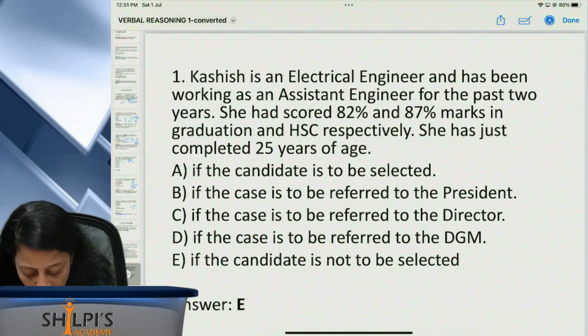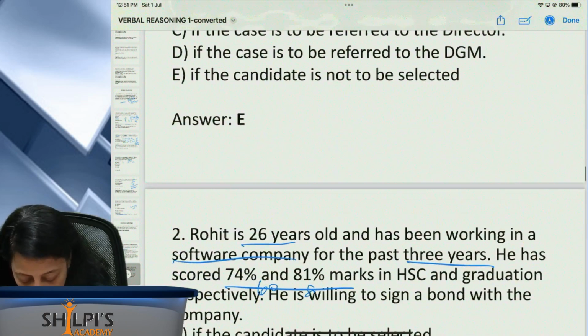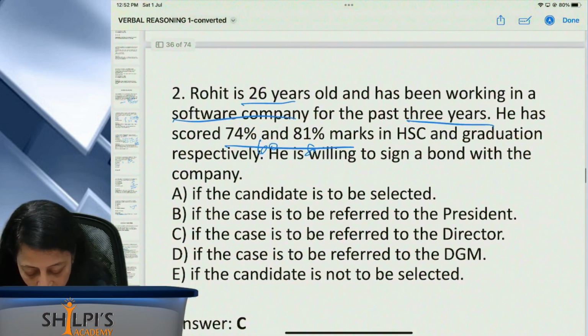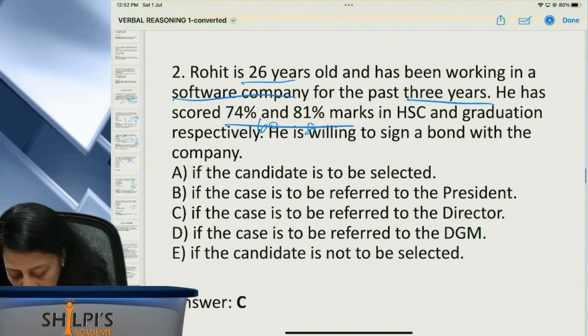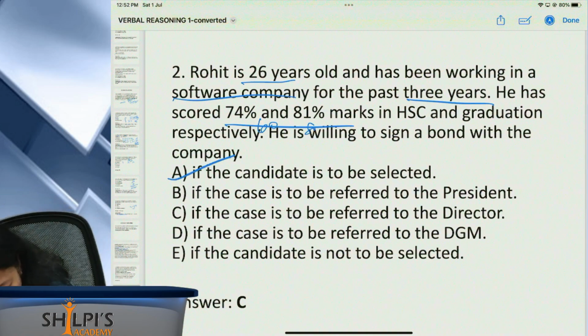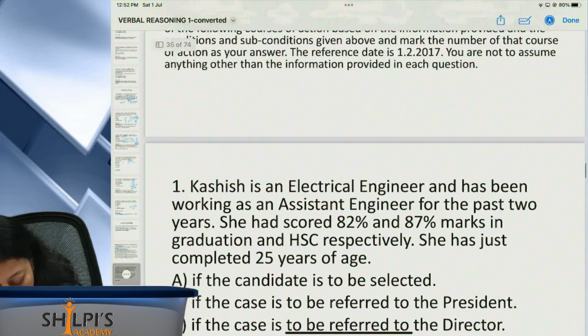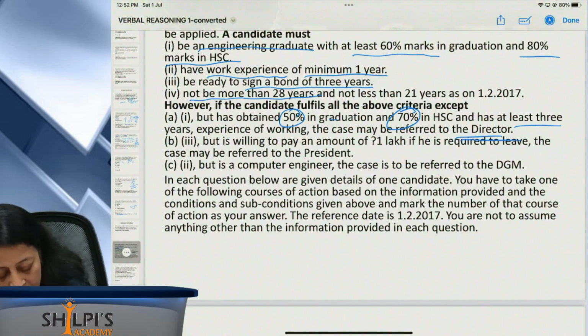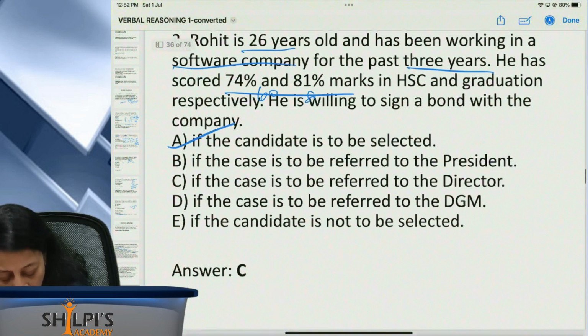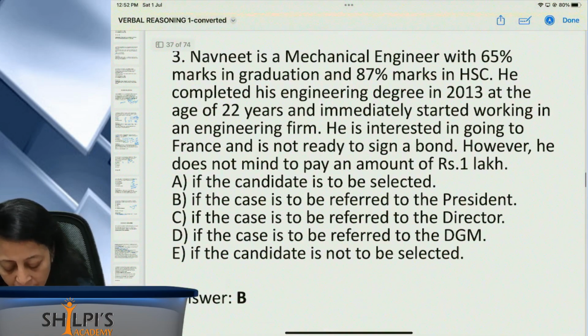Okay. So, here we can see that he has 3 years of experience, 26 years old. I think he is willing to sign a bond also. Then I think here the answer will be, the candidate has to be selected. It is not to be referred to the director, because only if he has scored less, 50 and 70, and has at least 3 years, then he has to be referred to the director. But in this case he has satisfied everything, so this guy can be selected, right?